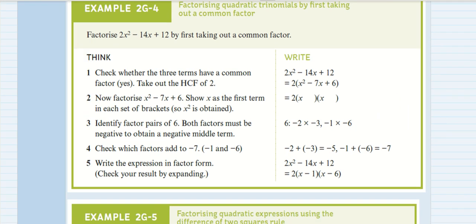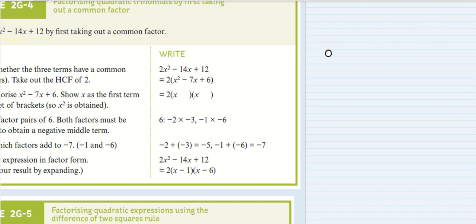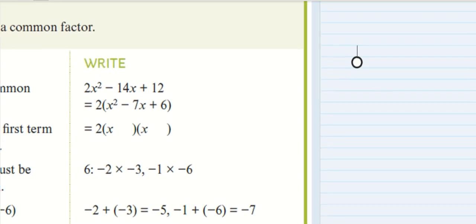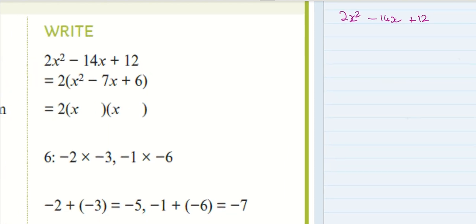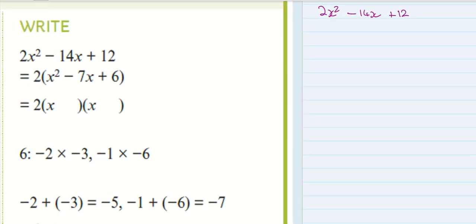Let's have a look at this one. This one's factorising by first taking out a common factor. So if I look at this one here, we'll write this in first: 2x squared, take 14x plus 12. Now I think there's one like this, and it's an A-level question on your test for Year 9.